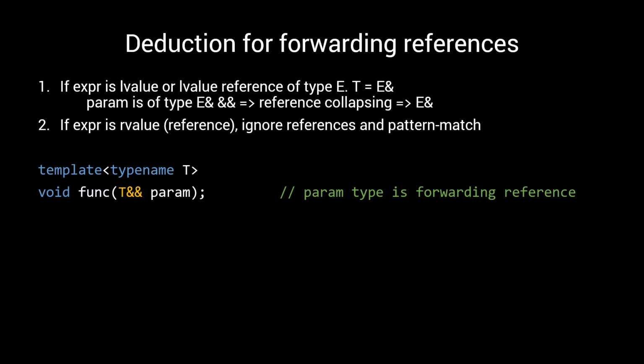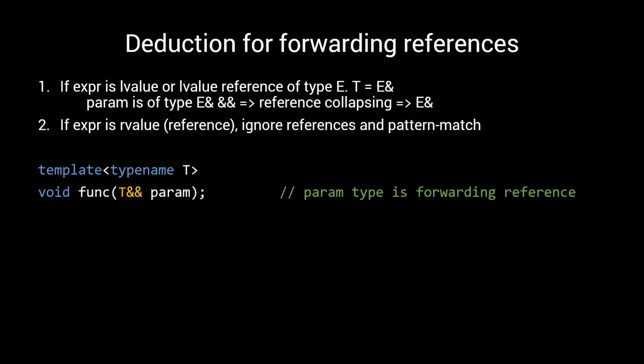The third set of rules covers the case for forwarding references. This one is slightly more complicated, as it distinguishes between lvalue and rvalue expressions. If you're not familiar with lvalues and rvalues, I'll leave a link in the description to my video on move semantics, where I explain what these things are in detail.